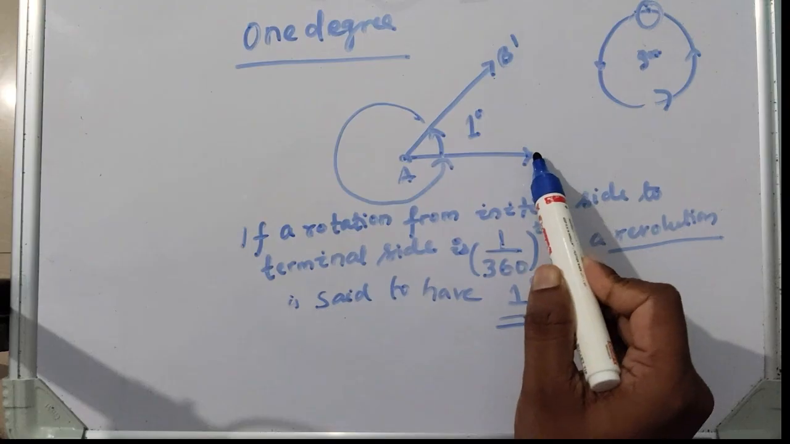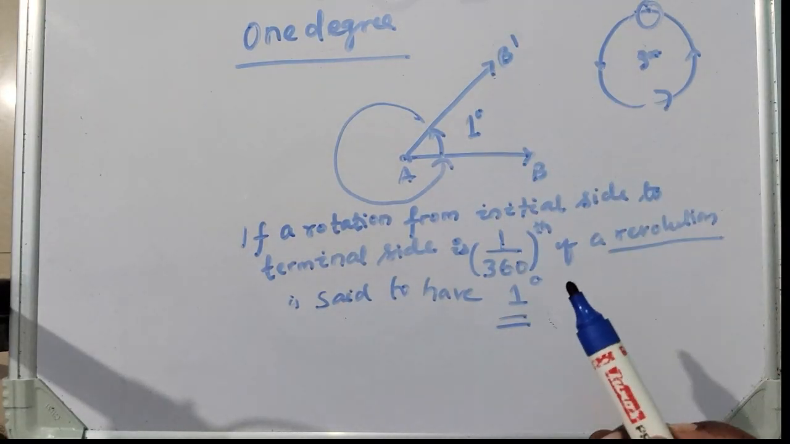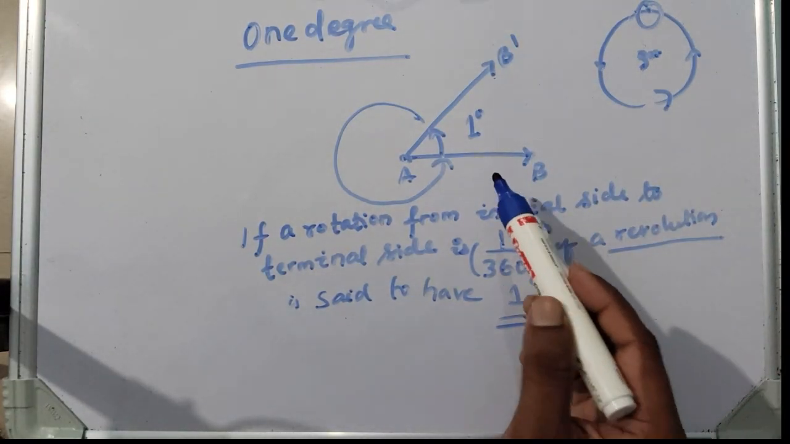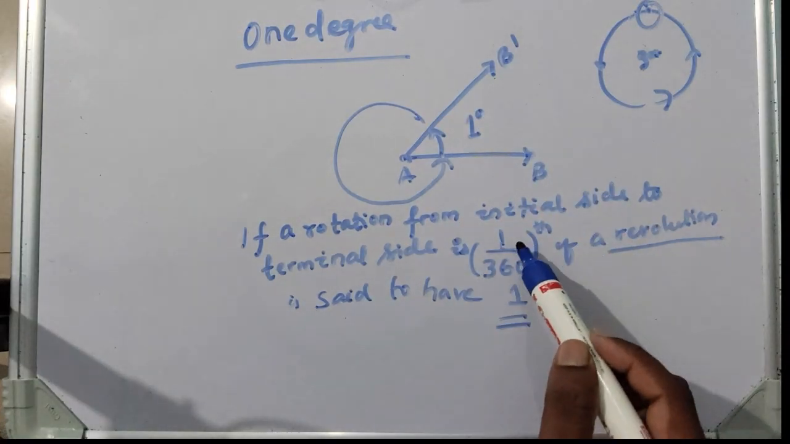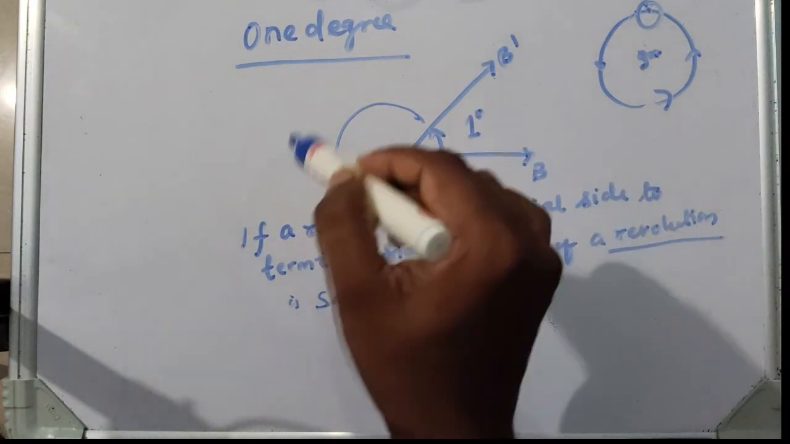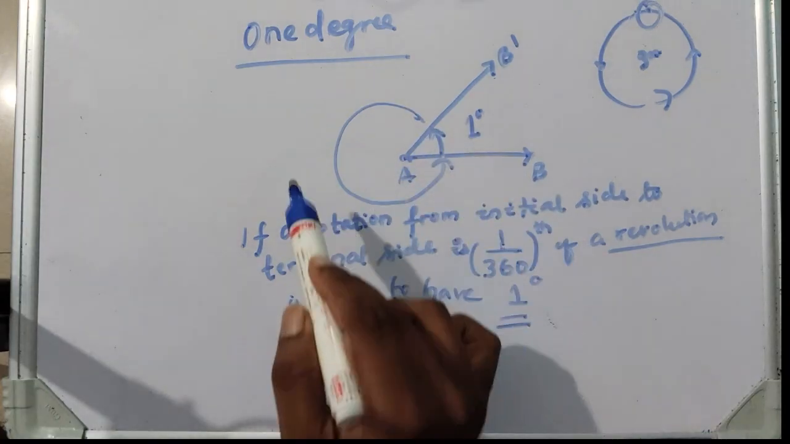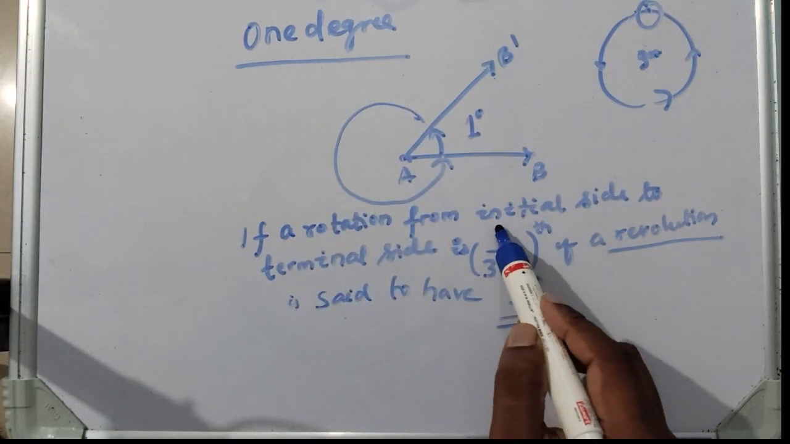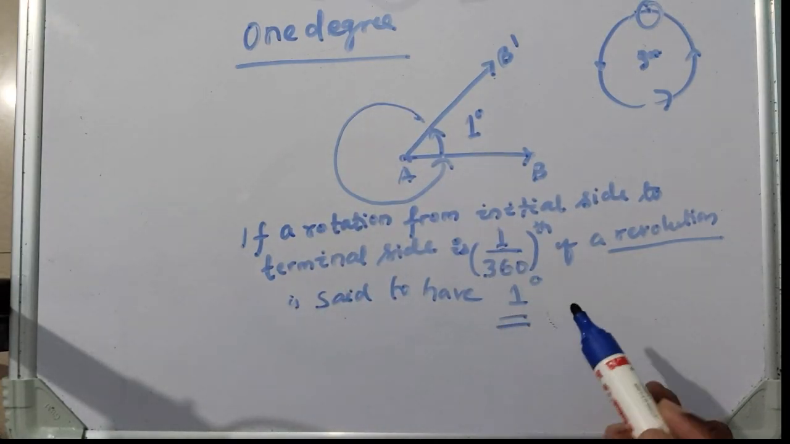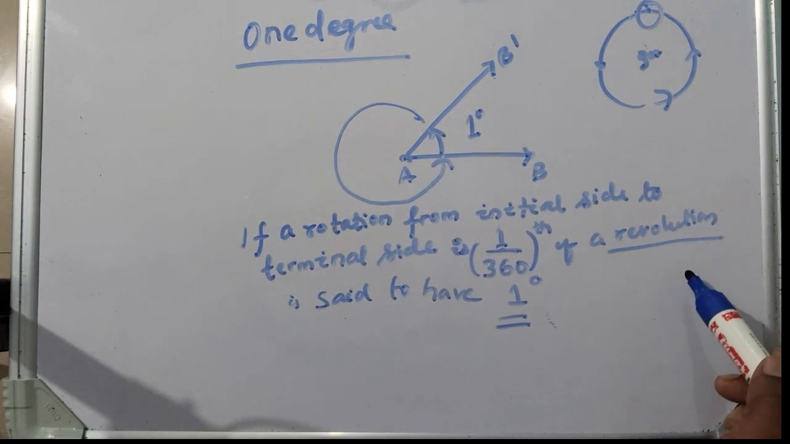When a point moves from one point to another point, and that movement is 1 by 360th of a revolution. The total revolution is 360 degree, but it will be moving 1 by 360th of a total revolution. Then this is called 1 degree.